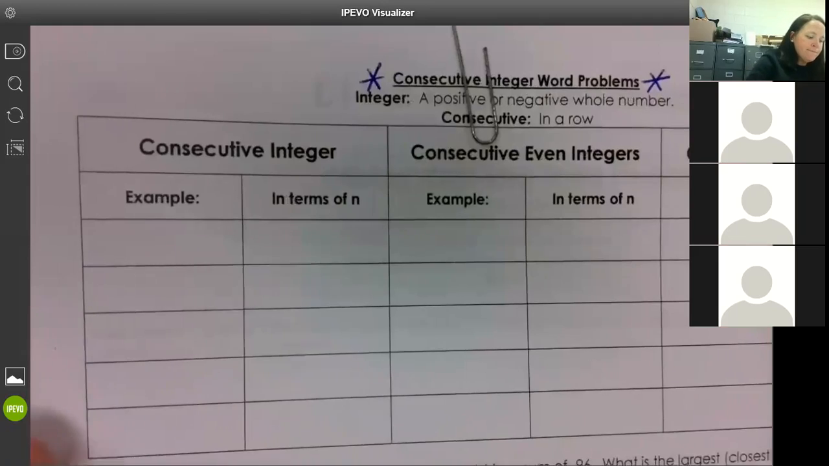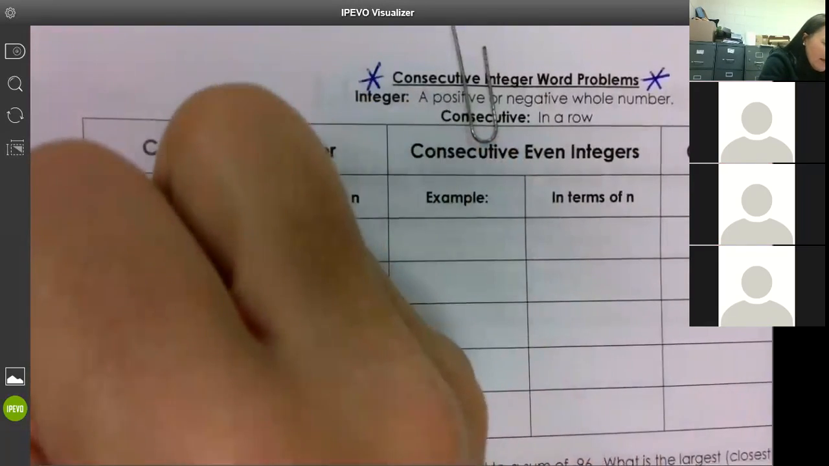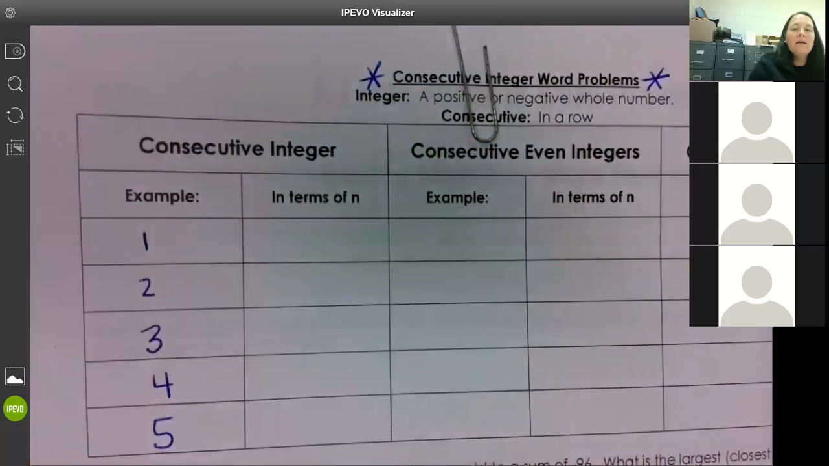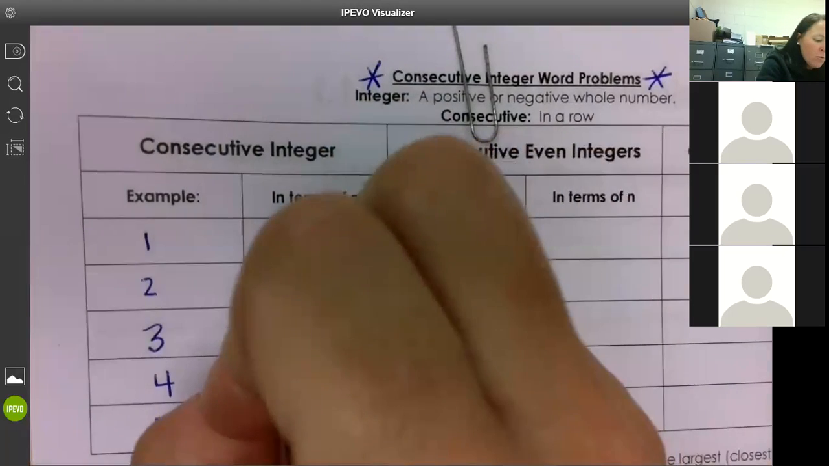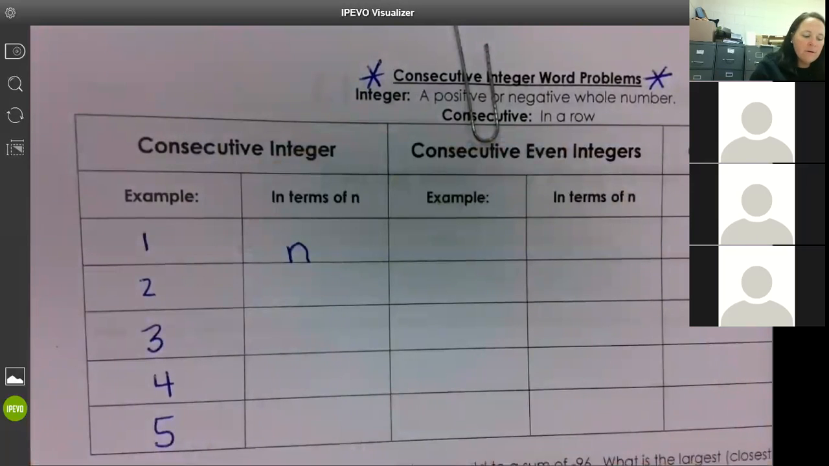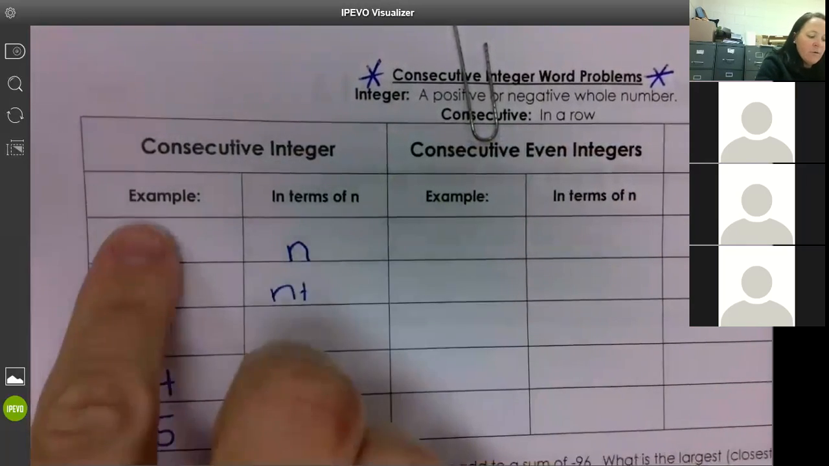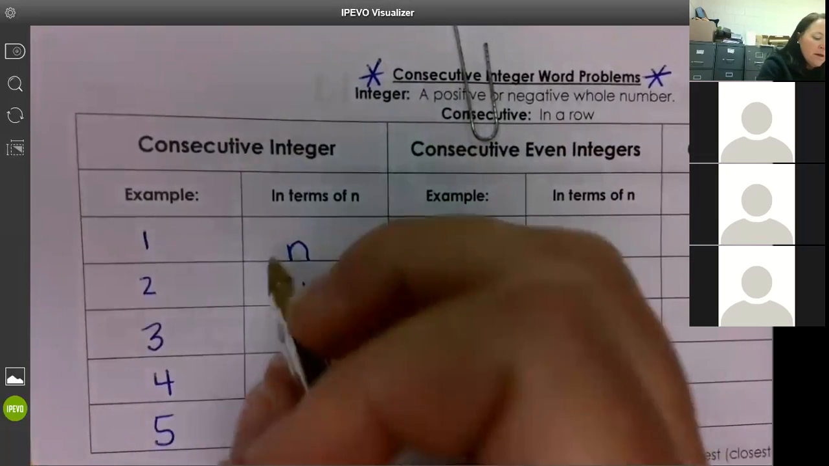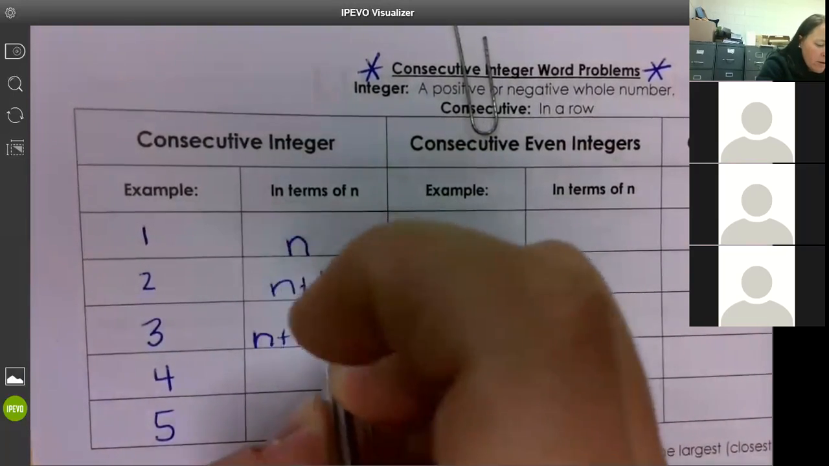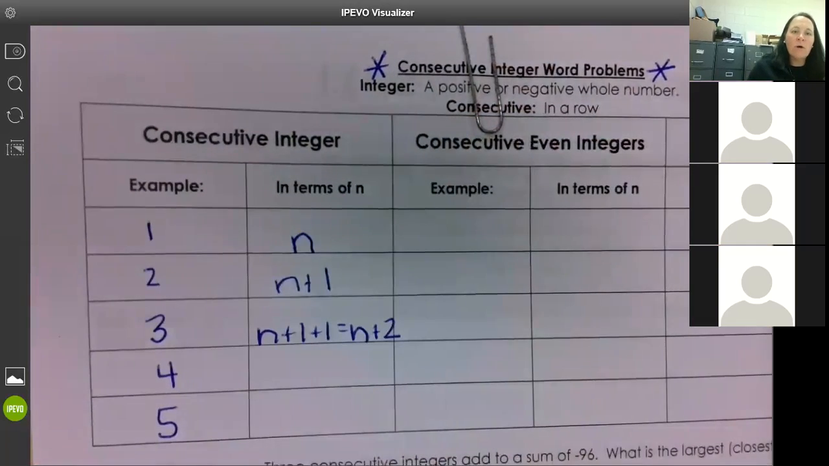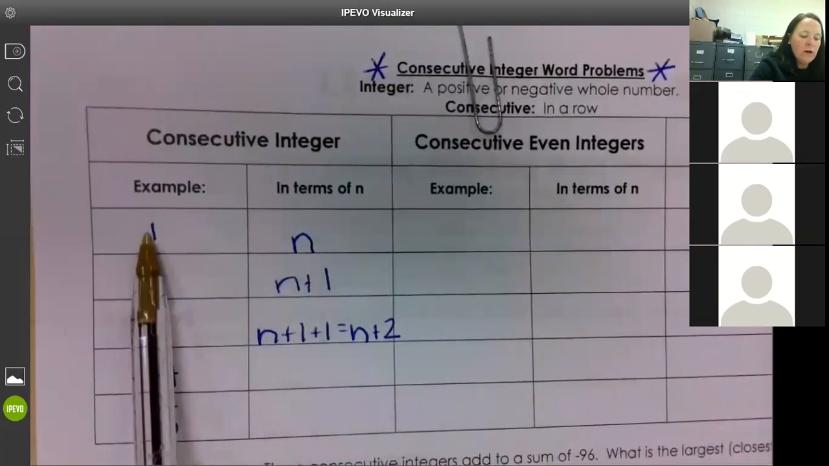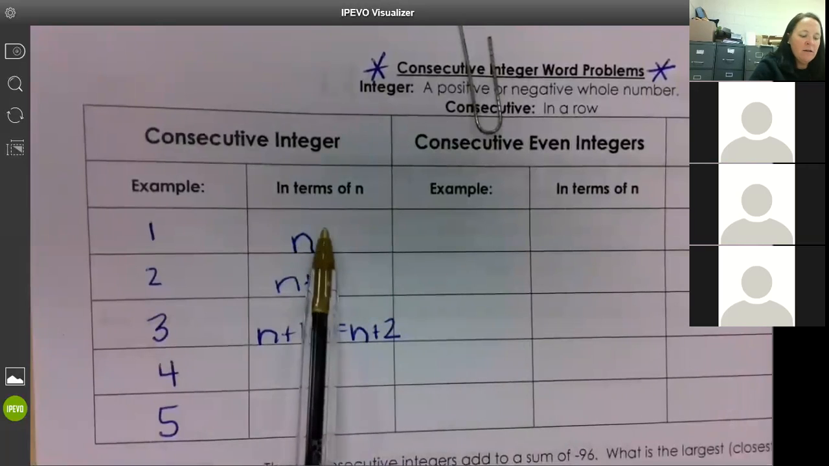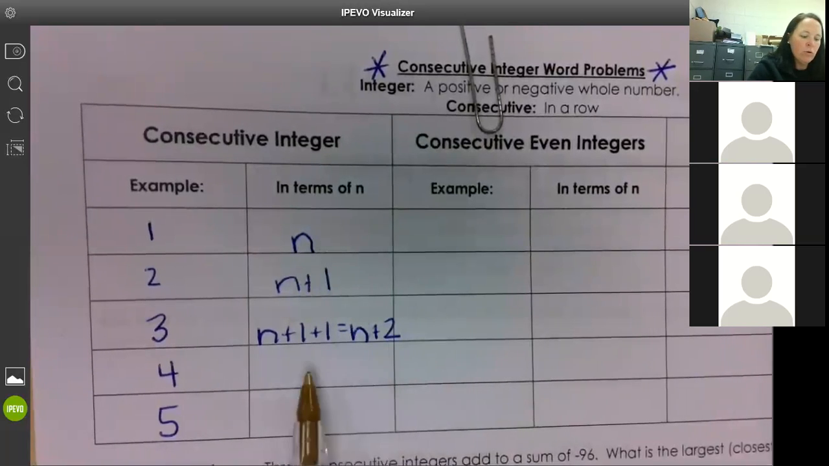So your example would be like 1, 2, 3, 4, 5. In terms of n, we always start with n. To get from 1 to 2, we add 1. To get to 3, we add 1 again as well, or we add 2 to the first number. So 1 plus 2 is 3. Okay. So then if it's n plus 1, n plus 2, what would this box be?